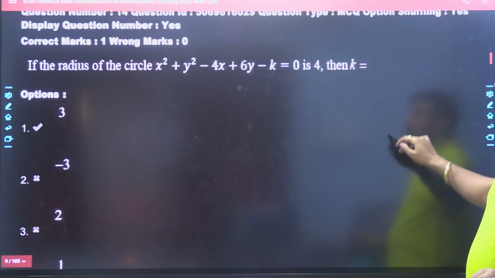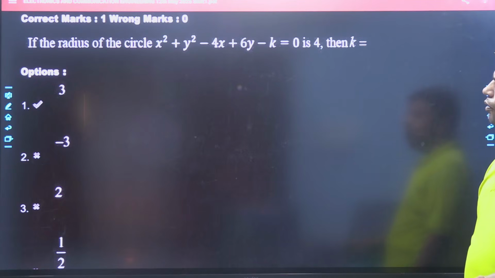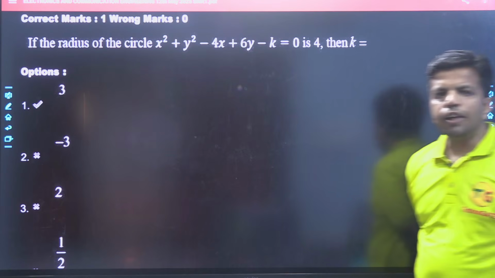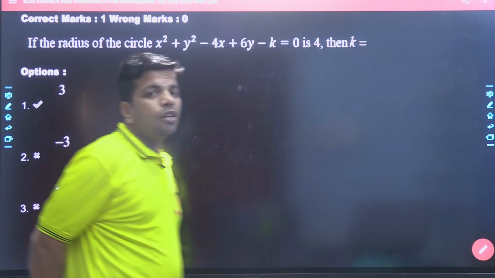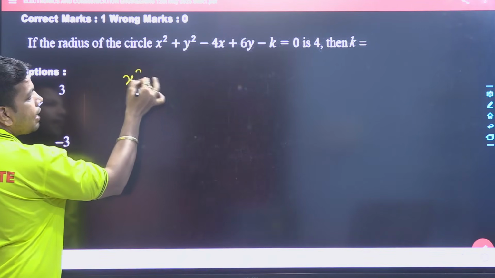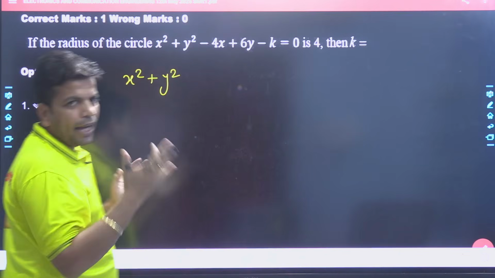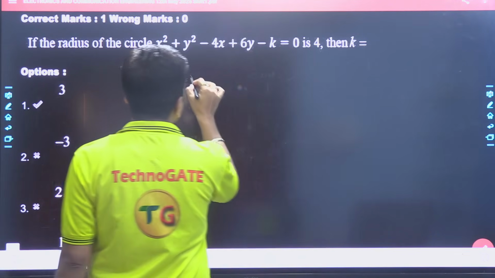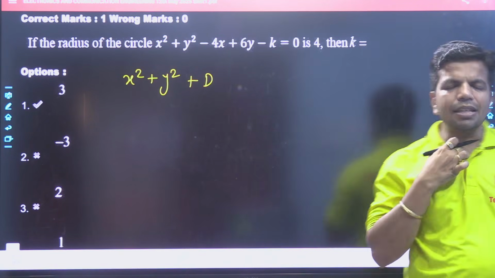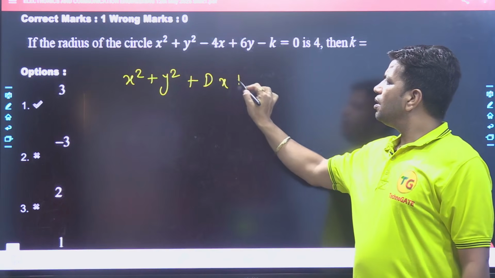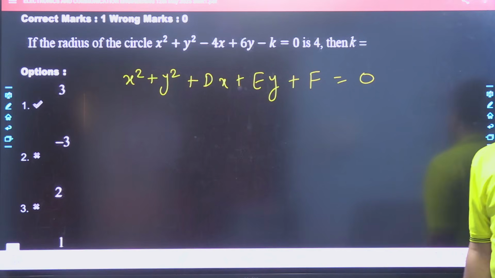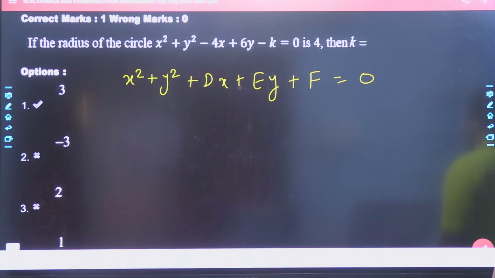Question number 14. If the radius of the circle is 4, then what is the value of k? So first of all, write down the generalized equation for the circle: x square plus y square plus, we can take certain variables like dx plus ey plus f equals 0. Okay.